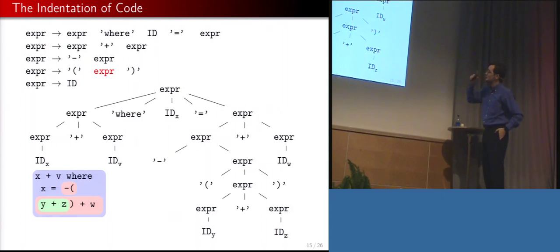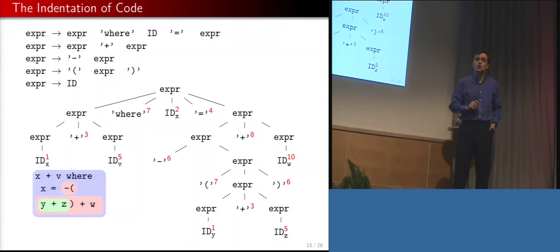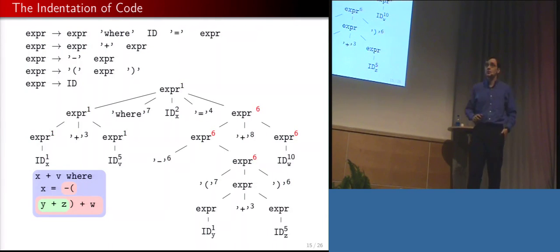parse tree. So first we're going to annotate all the terminals with the column at which they occur. Then we're going to take all the expressions in the blue region and annotate them with the indentation of the blue region. Same for the red region, which are all going to get annotated with the indentation of the red region, and the stuff in the green region the same.